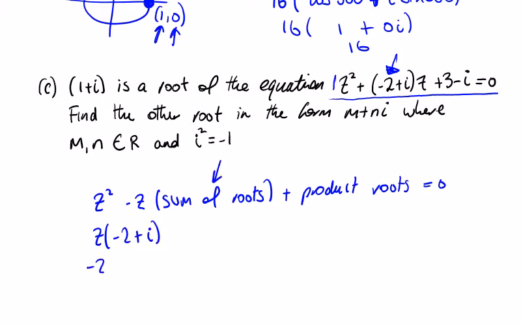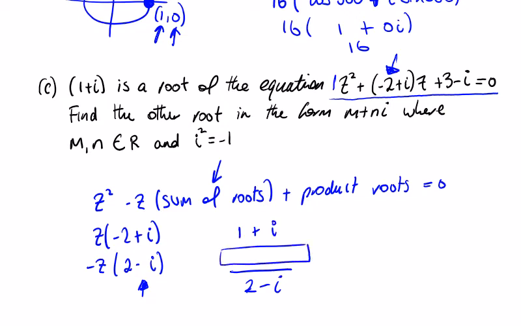So if I can get minus z, I can get what the sum of the roots is. Minus z times, without changing this value, will be 2 minus i. So 2 minus i has to be the sum of the roots. If I add the roots together, I get 2 minus i. They give us one of the roots, 1 plus i. So 1 plus i plus something is equal to 2 minus i. I have to add 1 to 1 to get 2, and I have to take away 2i to get minus i. And that's my answer, 1 minus 2i.